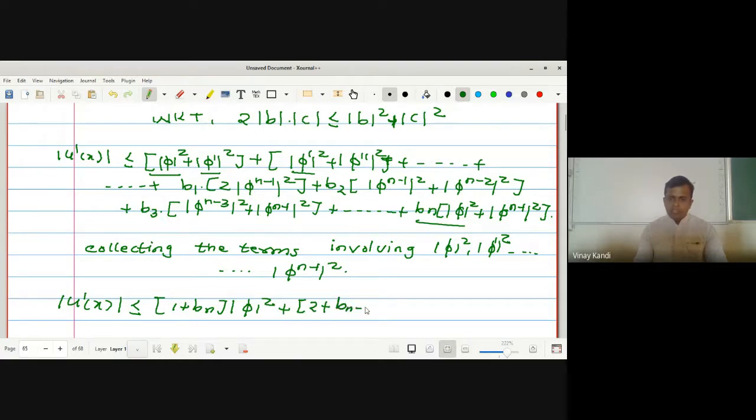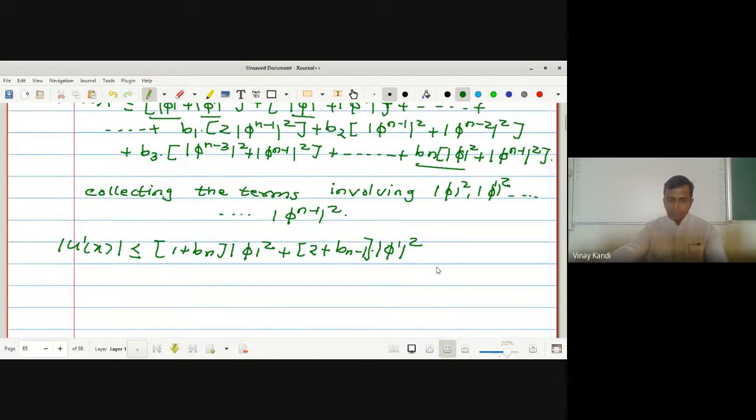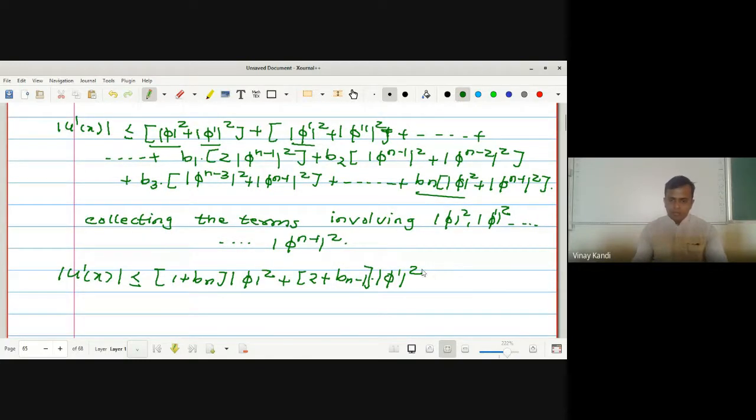So here we get the bracket 2 plus bn minus 1. What will be in the term before this? There will be the phi dash term of bn minus 1. bn minus 1 into this bracket is complete into mod of phi dash square. Okay, any doubt? Plus 2 into bn minus 2 in one bracket into mod of phi double dash square. Okay, any doubt up to here?